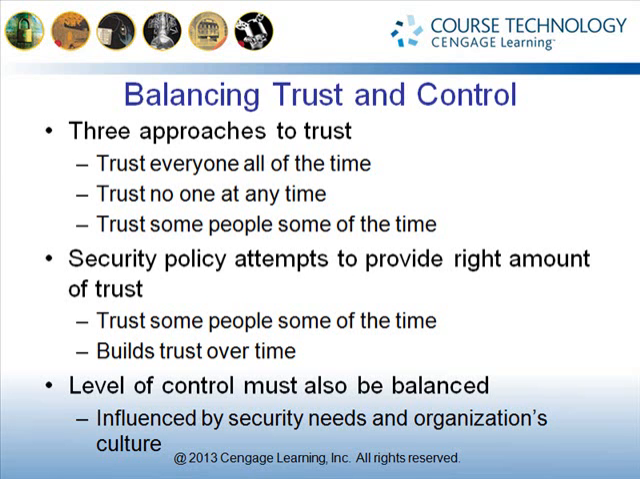So where does the security policy fit in here? Security policy attempts to provide the right amount of trust by balancing no trust and too much trust. It does this by trusting some of the people some of the time and building trust over time. Deciding on the level of trust can be a delicate matter. Too much trust can lead to security problems. Too little trust makes it difficult to find and keep good employees.